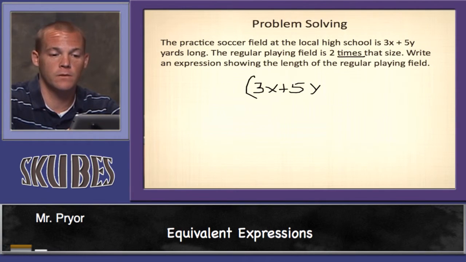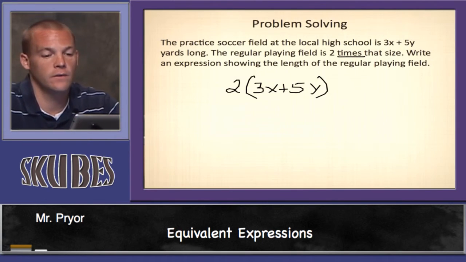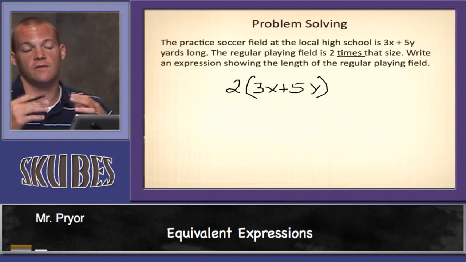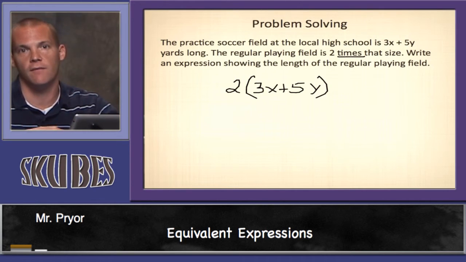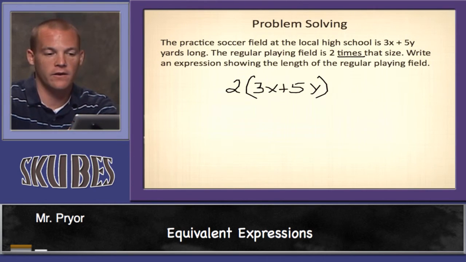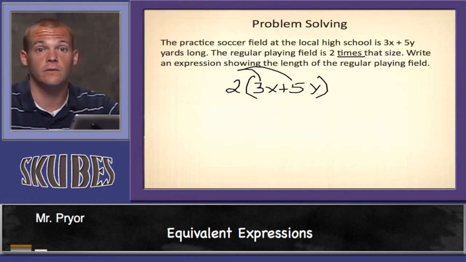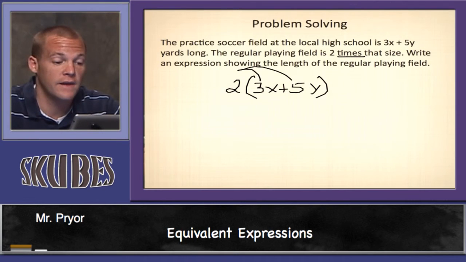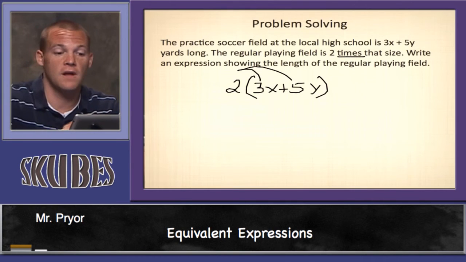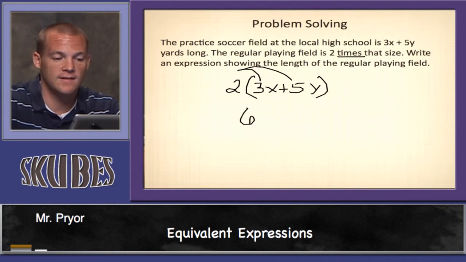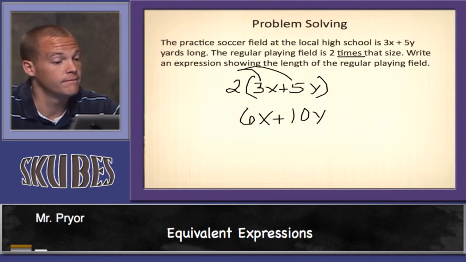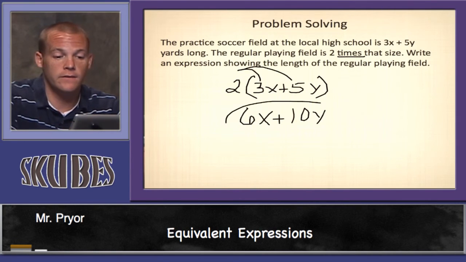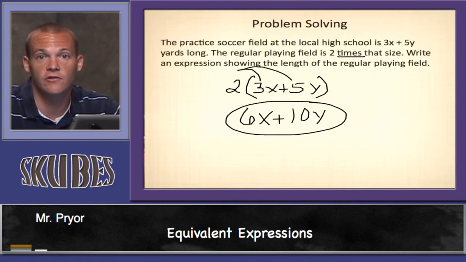So we could get fancy with this. We're multiplying with parentheses. The reason why I know we're multiplying with parentheses is because 2 times the size of the field means 2 times the entire expression, 3x plus 5y. So we want to make sure that when we write our expression that we include both values, 3x and 5y. So that's where distribution will come in. So we multiply that in. 2 times 3 is 6x, and 2 times 5 will give us 10y. So there's 2 different expressions that you could use. Typically what they're going to want is the most simplified version after the distribution.